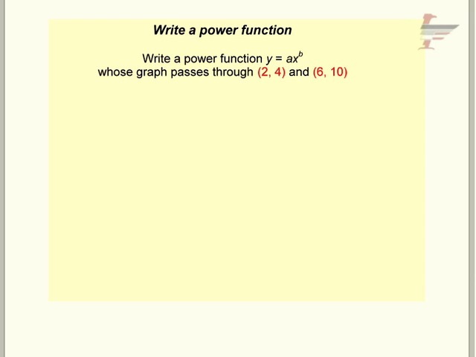Then we'll look at an example of a power function. So again, a power function is y equals a times x to the b, and we want your power function to pass through the points (2, 4) and (6, 10). And it's the exact same first step. Of course, you just want to substitute those points in there.